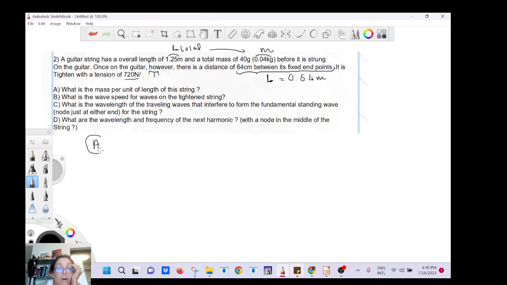So A, the mass per unit length. So the mass is 0.04. And here I have to put the total length. So it's going to be 1.25. So what do I get? It's going to be 0.032 kilogram per meters. So you should check, but I didn't double check here. So it's going to be 0.04 divided by 1.25, 0.032. Again, you should pause the video, try to do them.